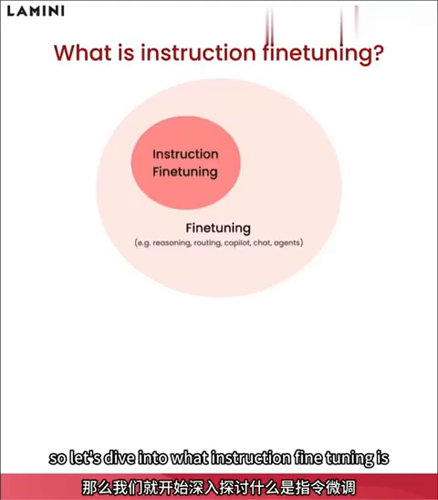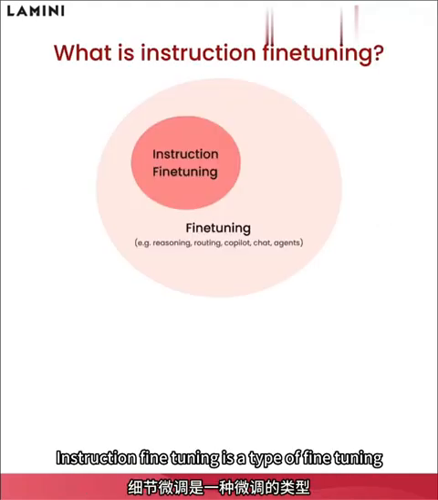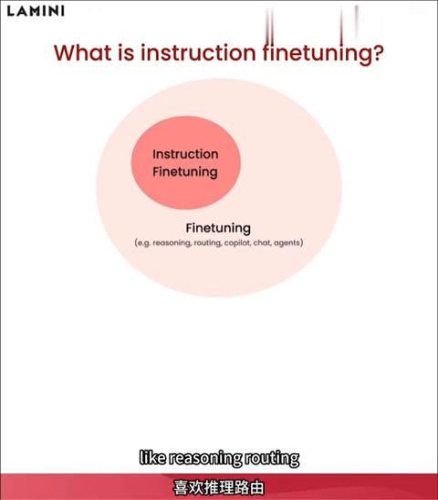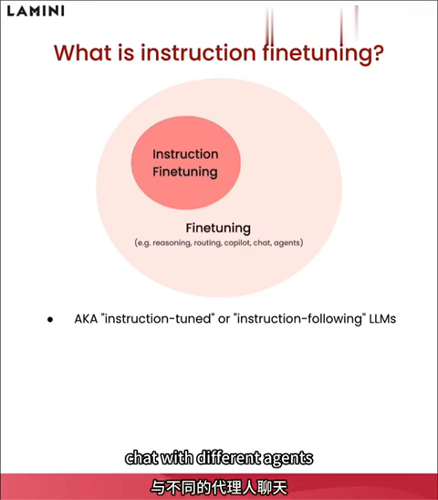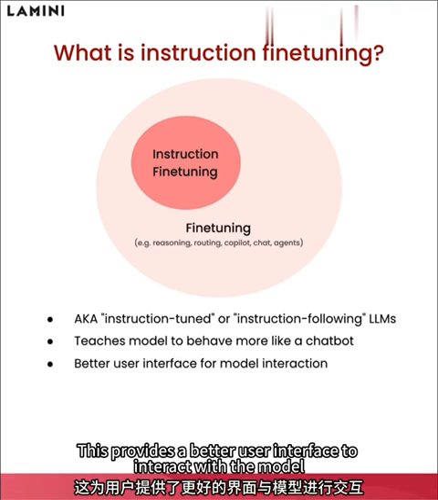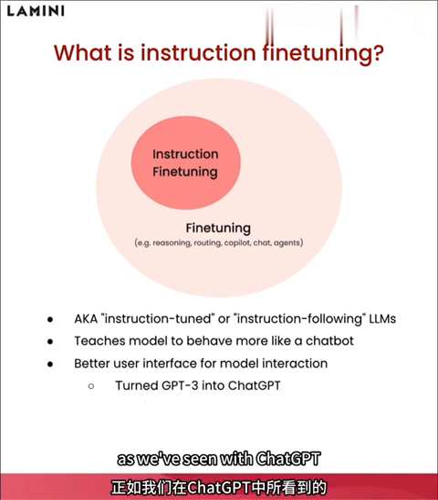Okay, so let's dive into what instruction fine-tuning is. Instruction fine-tuning is a type of fine-tuning. There are all sorts of other tasks that you can do, like reasoning, routing, Copilot, which is writing code, chat, different agents. But specifically, instruction fine-tuning, which you may also have heard as instruction-tuned or instruction-following LLMs, teaches the model to follow instructions and behave more like a chatbot. And this is a better user interface to interact with the model, as we've seen with ChatGPT.